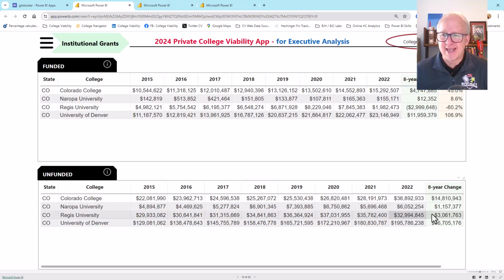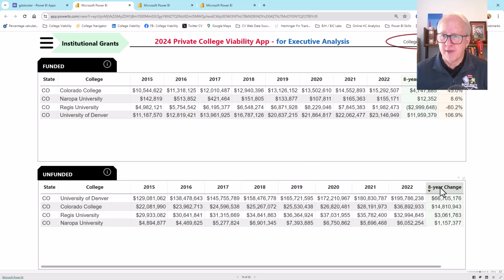And what we look at is the 8-year change. Let me click on this to sort it. I click on 8-year change. And we can see each of the 4 colleges, the first 2 have significantly increased the amount of unfunded merit aid, unfunded discounts. Sometimes they're called the presidential scholarship. Great, call it what you want, but it's unfunded in almost all cases. They've given away an increase of 66 million.